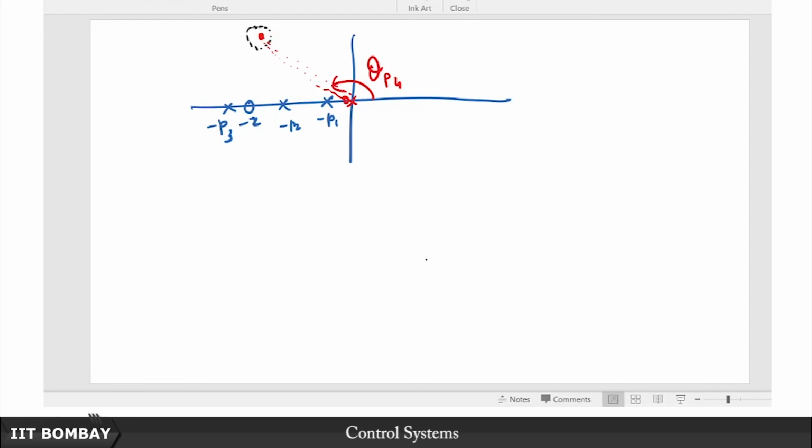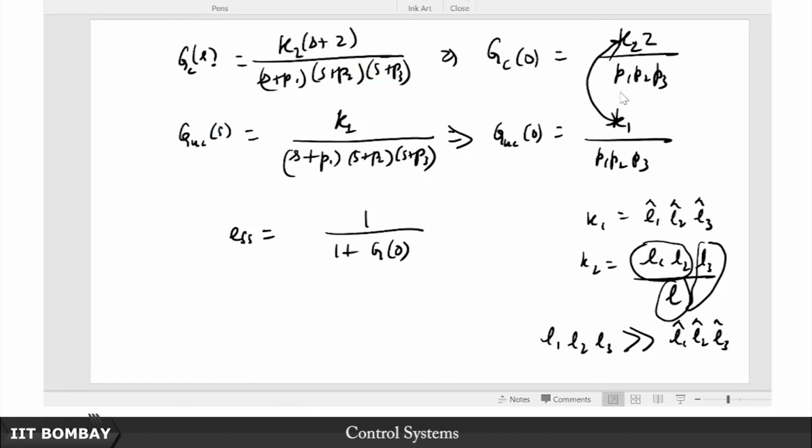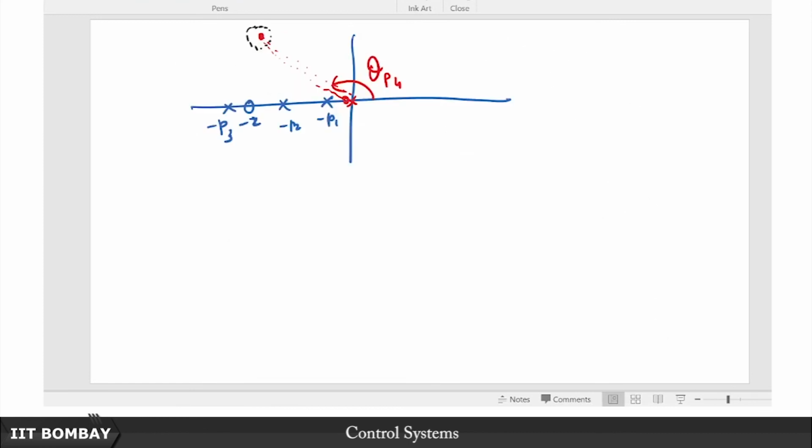We want zero steady state error. We are not just happy with reduced steady state error like the PD compensator gives us. So we want to have zero steady state error. We are more greedy. We demand more out of our system. So that is what motivated us to introduce this pole at the origin.